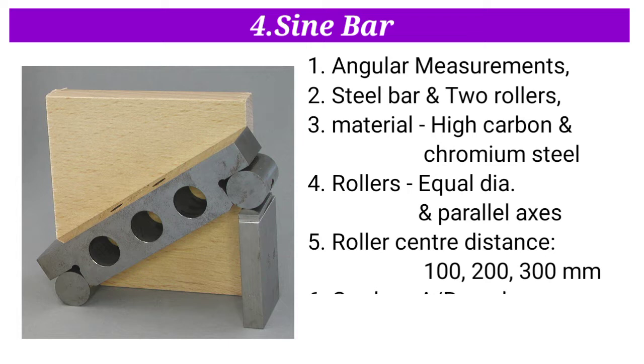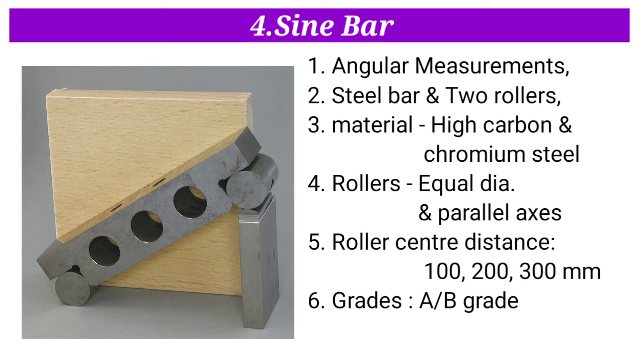The normal distance between the axes of the roller is exactly 100, 200 or 300 millimeter. When the rollers are brought in contact with the flat surface, the top of the bar is parallel to the surface. The various parts are hardened and stabilized before grinding and lapping. All the working surfaces of the bar and the cylindrical surfaces are fine to the surface finish of 0.2 micron Ra value or better.